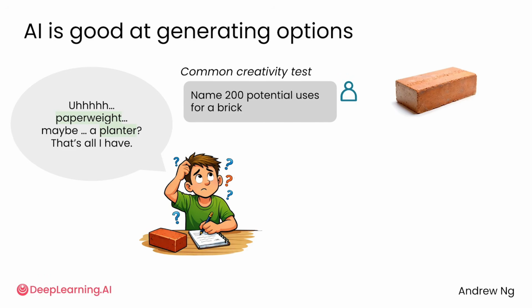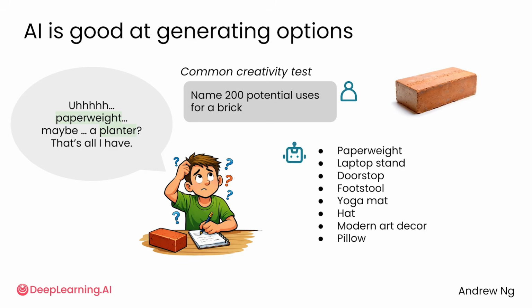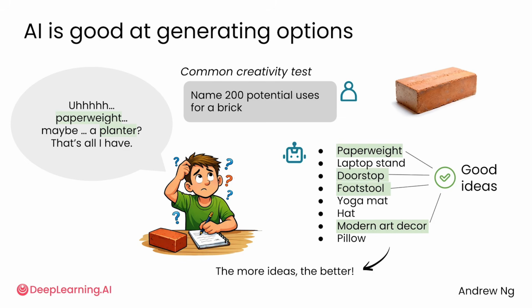But if you ask an AI model, there's a good chance you can come up with a long list of ideas. And your role, if you're actually trying to use a brick for something, would be to evaluate these options to pick out which ones you like. In brainstorming, a common guidance is the more ideas, the better. And so sometimes having AI generate a lot of ideas for you to pick from can be a powerful way to find one or two good ideas. So this is the maybe more common use of AI as a brainstorming partner.